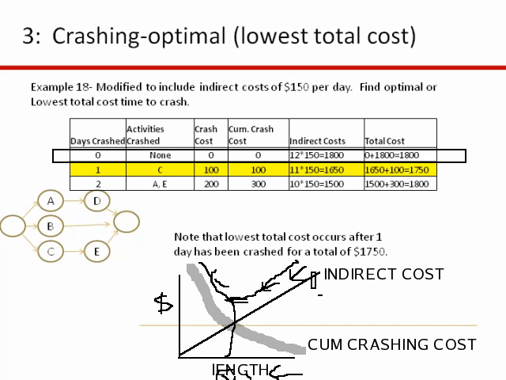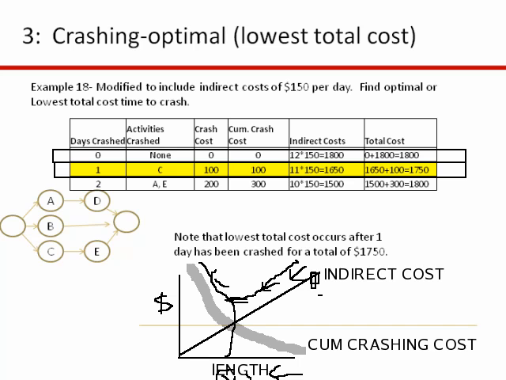So basically right here, this is $1,800. We're way over here at this, and it's just indirect costs. We haven't done any crashing. So if we want to take 1 day off, we know that CE is our critical path at 12 weeks. So if we take the cheapest activity, which is C, it's going to cost us $100.